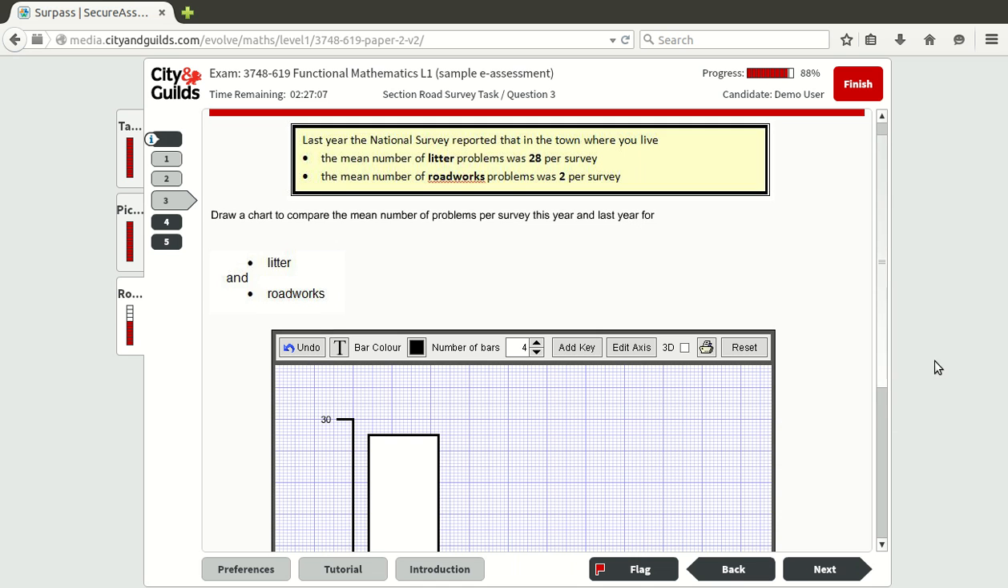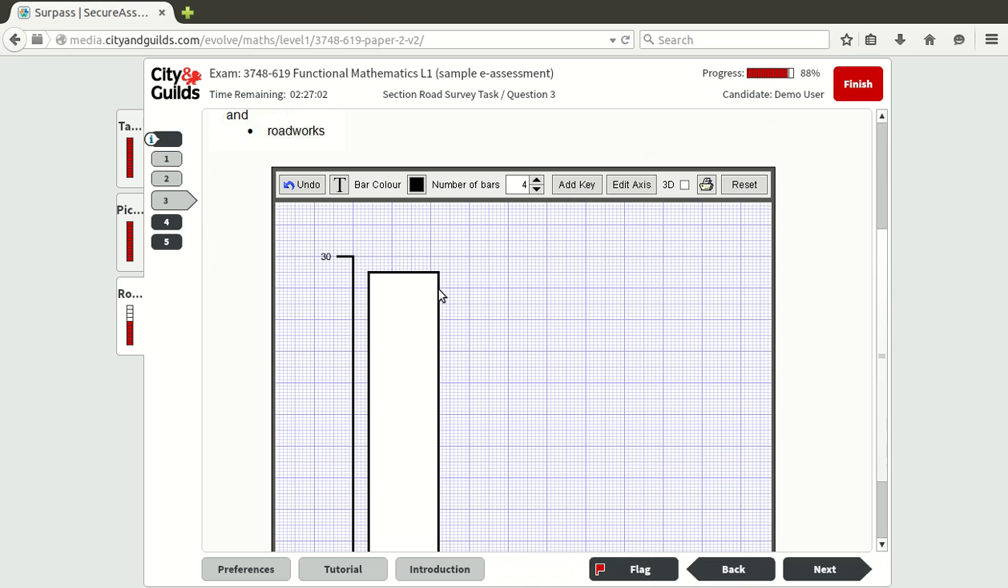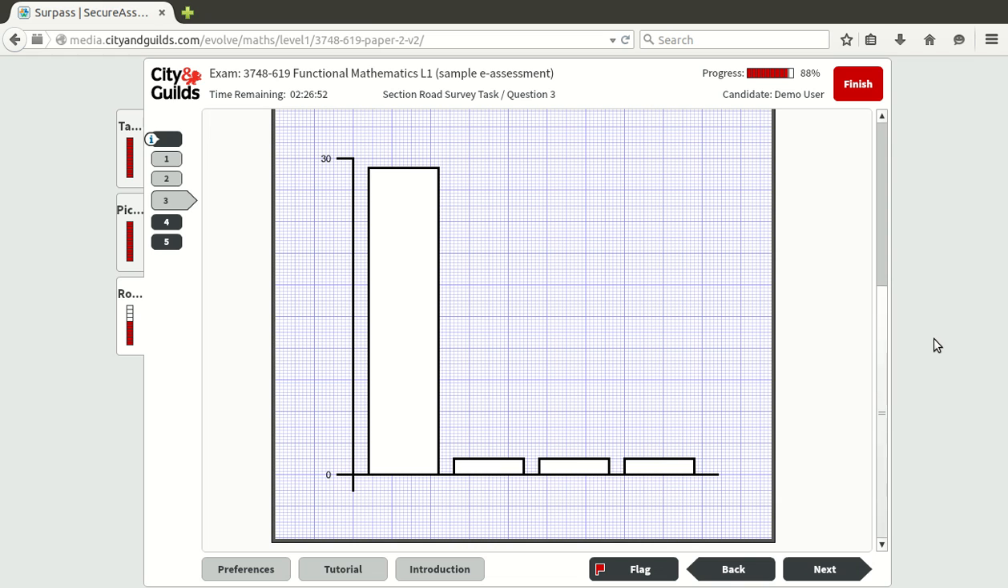So 28 would probably be right here. So it would be probably right there. And I know that this here was 20. So 20 would probably be right up there. Yeah. Do some more like that.